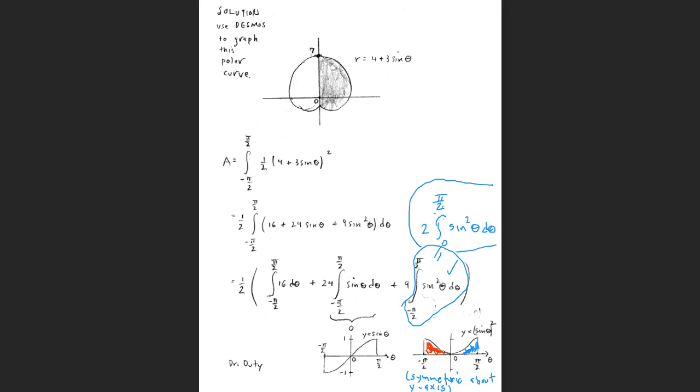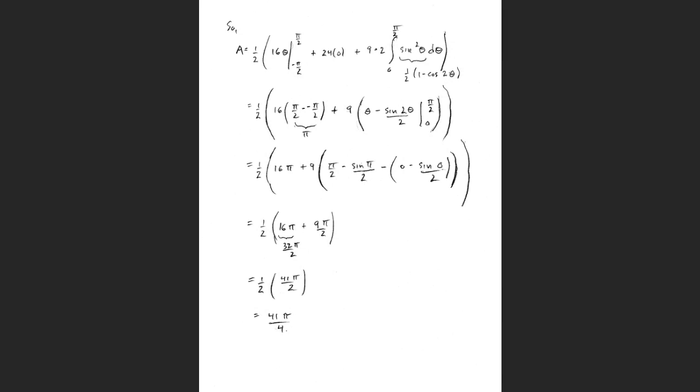Sometimes before you just rush to do the integration, see if you can use some kind of symmetry of the graph to help you. And so now my area can be expressed as you see here. And for sine squared theta, there's an identity: sine squared theta equals 1/2 times 1 minus cosine of 2 theta.